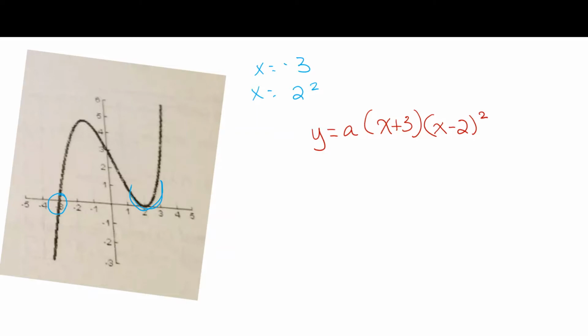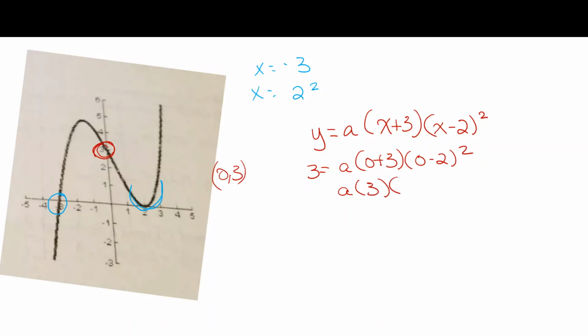So now that we have that, we just want to solve for a, but we don't really know what a is. I can look up here, when x is 0, y is 3. So I have a point here, 0, 3, and I'm just going to fill those in. So y is going to be 3 equals a times 0 plus 3 times 0 minus 2 squared. So that's a times 3 times -2 squared is 4 equals 3.